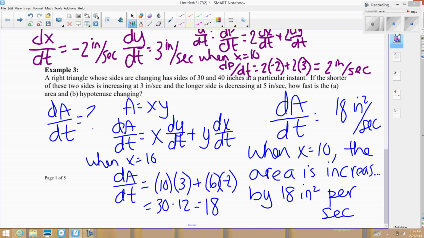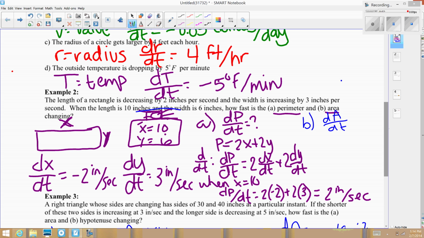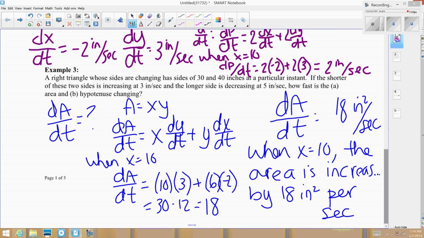All right, so that's an introduction to this. We're looking at one specific moment in time, and we're trying to evaluate how other things are changing. All right, so now I'm going to just clear this out so I can start the next problem.